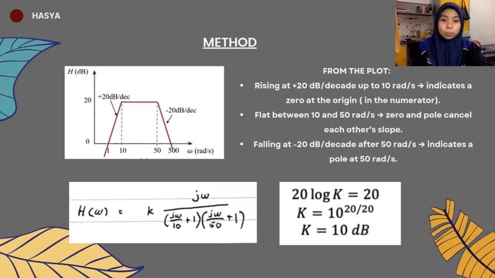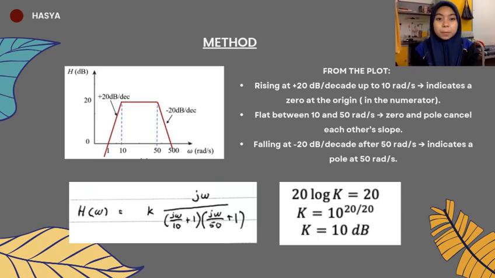And then from the slopes, we can see that from 1 to 10 rad per second, the slope goes up at a positive dB per decade. And then in between 10 and 50 rad per second, the gain is flat, which shows constant. And then after 50 rad per second, the slope goes back to negative dB per decade. And from this, we can interpret that this is the Bode magnitude plot of a bandpass filter, because it amplifies signals in a specific frequency range, which in this case is 10 to 50 rad per second. And it also attenuates low and high frequencies outside this band.